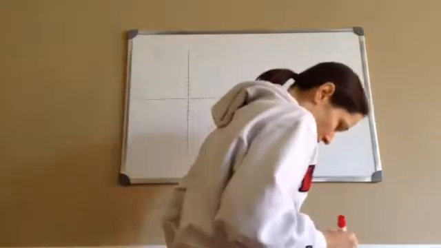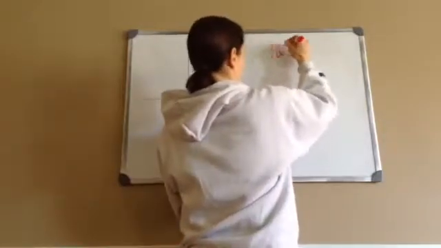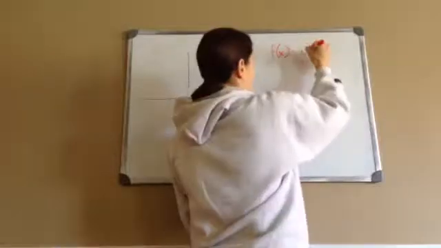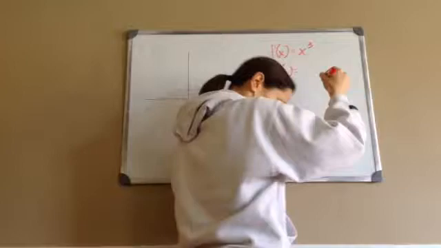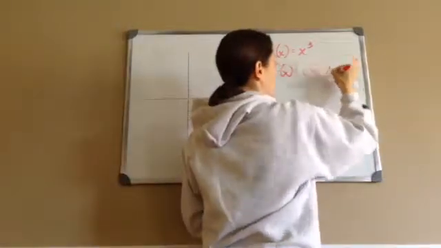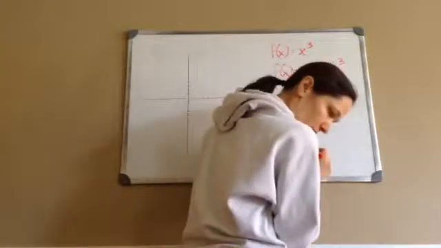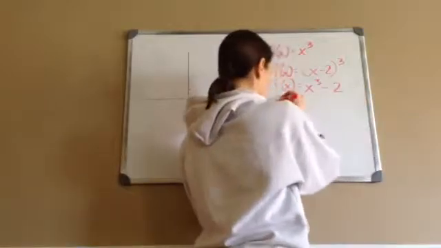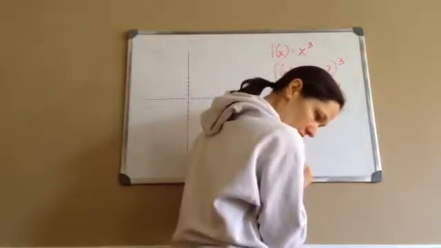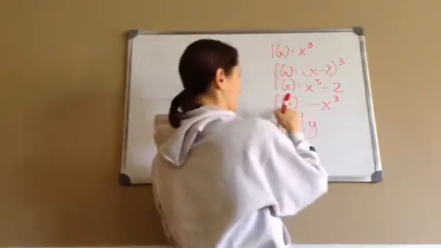Okay, and here are what some of the f of x's are. F of x equals x cubed. F of x equals (x minus 2) cubed. F of x equals x cubed minus 2, and f of x equals negative x cubed. Okay? Now, again, you're just going to make an xy chart, and what does the f of x mean?